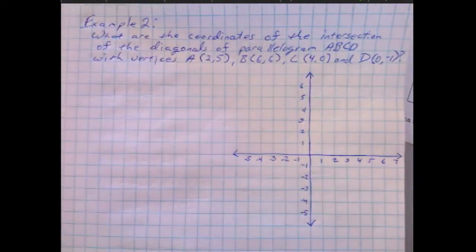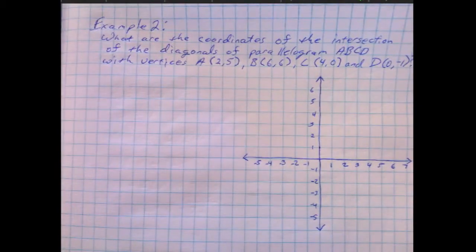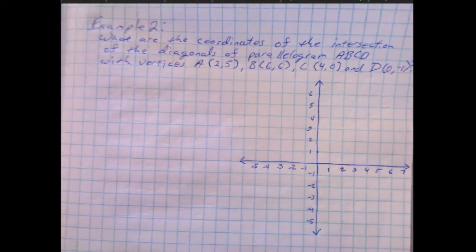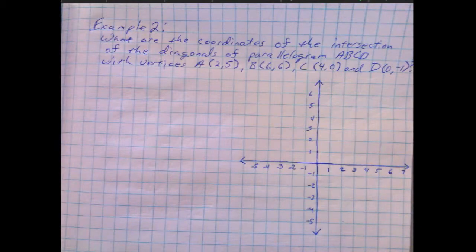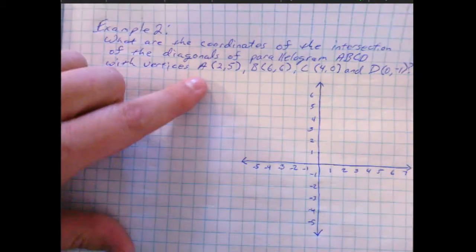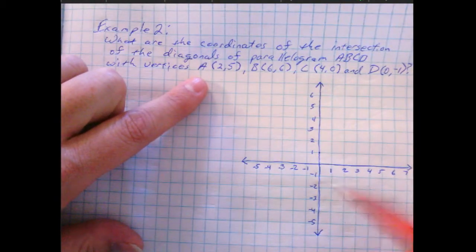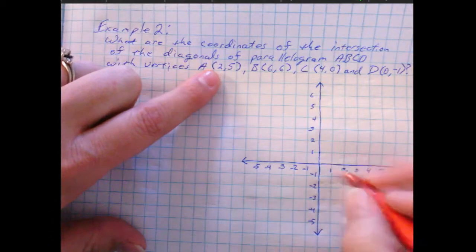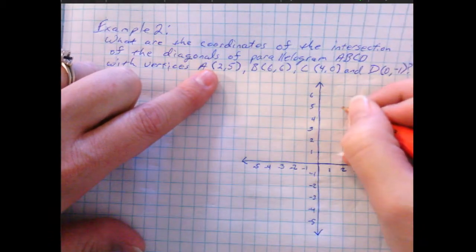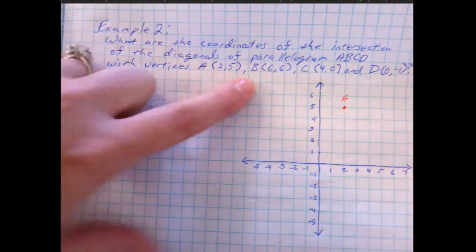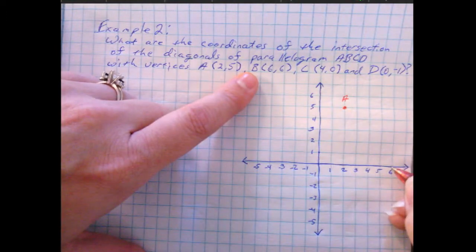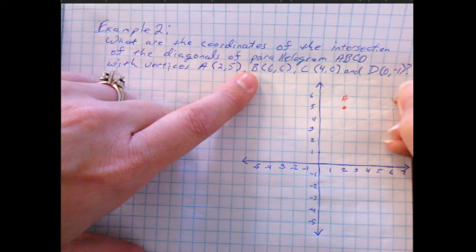This next one is using coordinates. Okay, so we have what is the coordinates of the intersection of the diagonals of parallelogram A, B, C, D. So we're going to first graph these on our grid. So we have A is at 2, 5. So that's 2 over, up 5, and that's A. B is at 6, 6. So we're going to go over 6 and up 6.